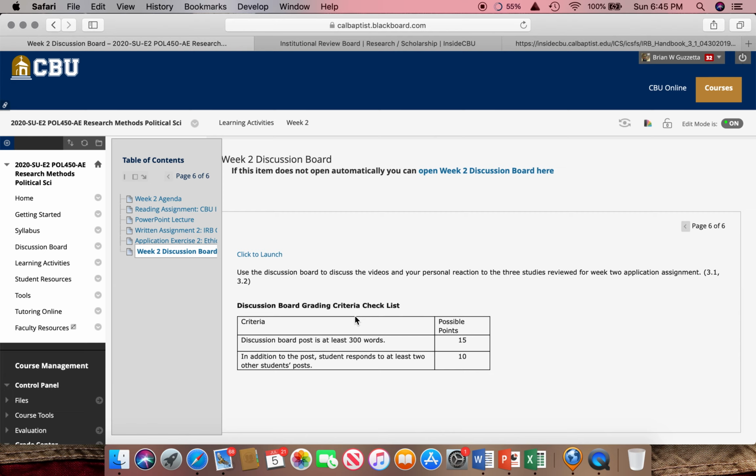But take some time, look through your IRB, look through the IRB handbook, get a good understanding of these policies. Like I said earlier, this was all brand new to me. I had no idea that this even existed. So take the time.